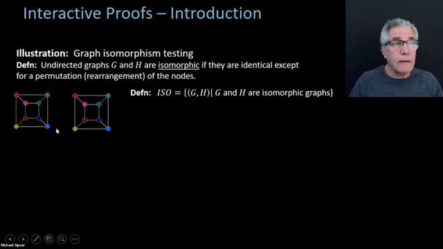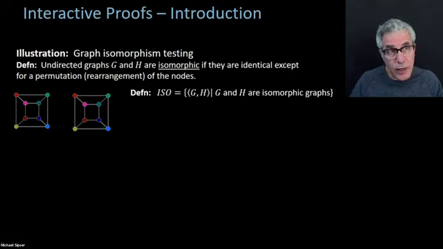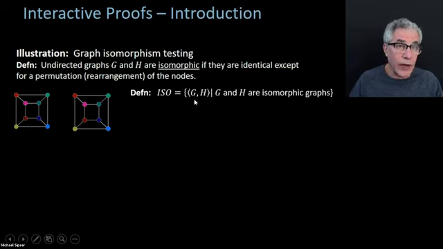These graphs being the same, we call that isomorphic. So these are graphs G and H, and they're really the same graph. So we call them isomorphic graphs, and we have an associated computational problem called ISO, which is: given a pair of graphs, we'd like to know, are they isomorphic or not? So ISO is the collection of pairs of graphs which are isomorphic.